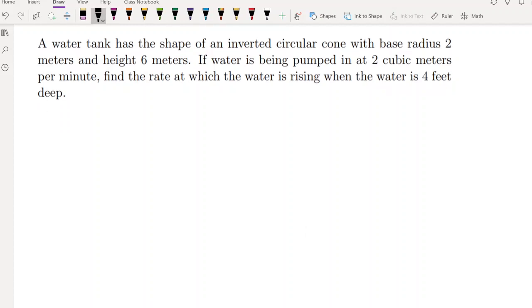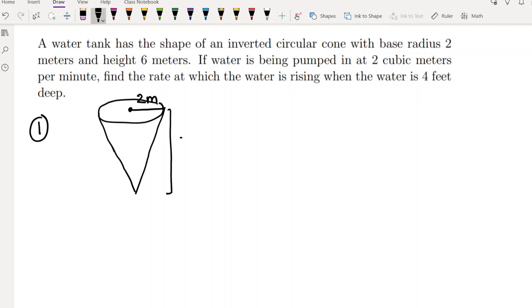So again, let's start by drawing a picture. And again, this is going to be one where it's really important to keep track of what is changing and what is not changing. So what is an inverted circular cone? It just means an upside down cone. So it's going to look kind of like an ice cream cone. So it has a base radius of 2 meters and height of 6 meters. So that means that the radius of this tank is 2 meters, and then the overall height of it is 6 meters.